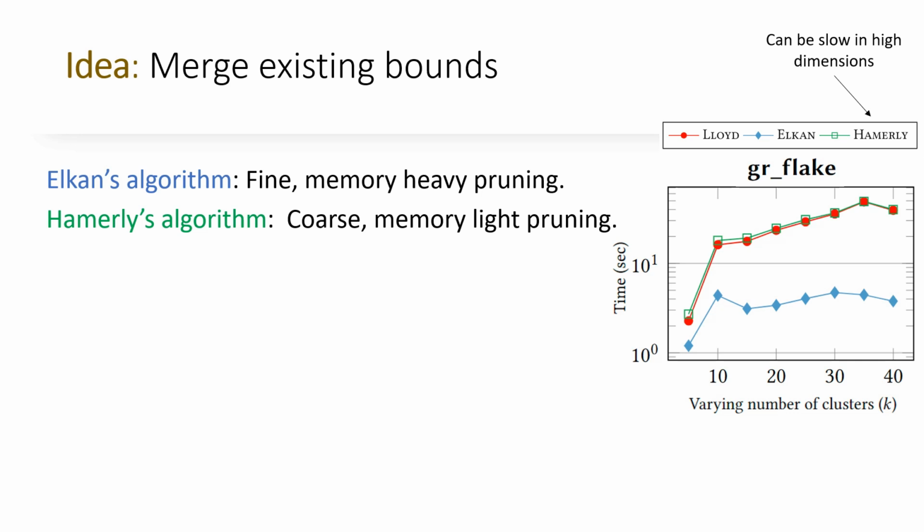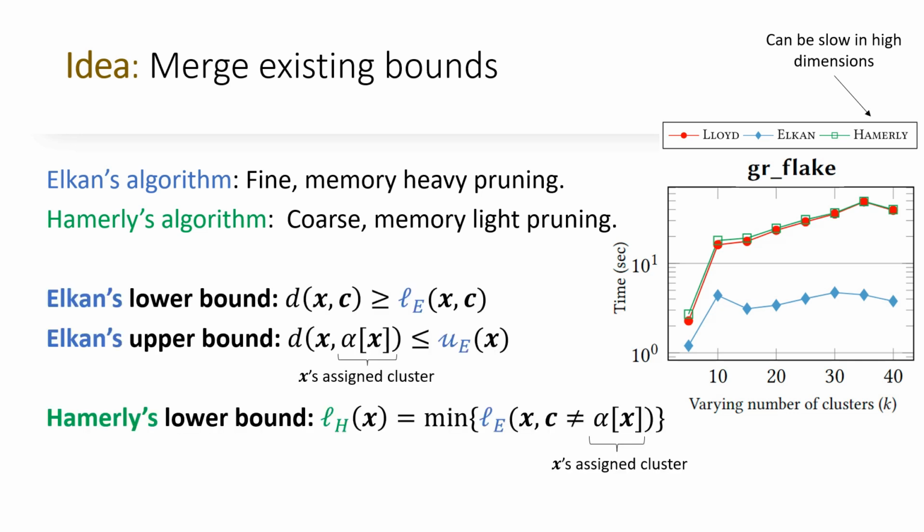The main takeaway here is that we have three bounds that we want. We have a lower bound from Elkan's method that bounds the distance from a point to a centroid. We have an upper bound from Elkan's method, where we are basically upper bounding the distance to the centroid that a point is assigned to currently. And then we have a lower bound from Hämmerle's method that bounds the distance to all other centroids that a point is not assigned to.